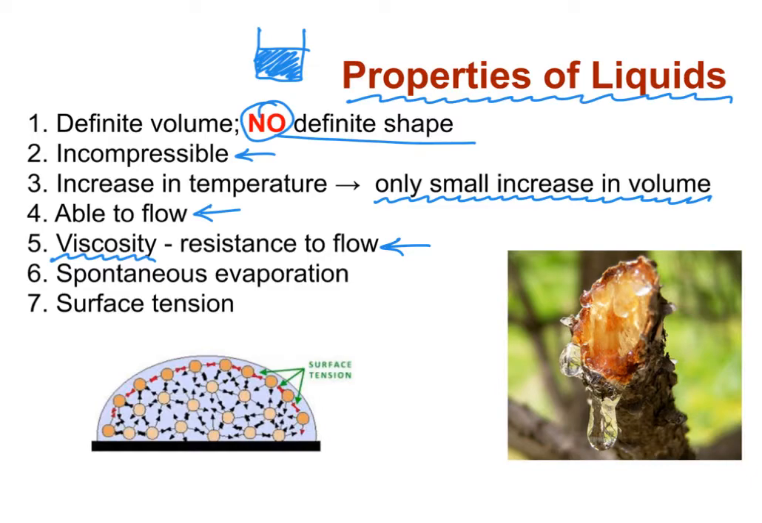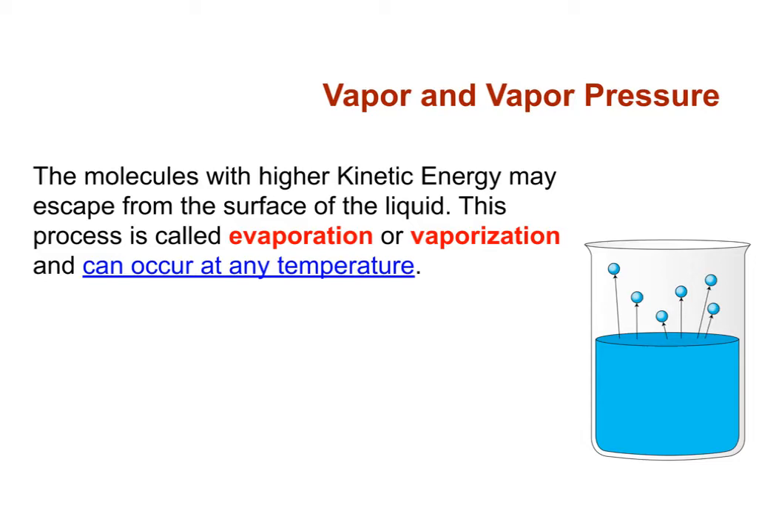Liquids can evaporate and they have surface tension. The tension of the surface layer of molecules in a liquid caused by the attraction of the particles in that surface layer. Evaporation is the process in which molecules from the surface of a liquid gain kinetic energy to overcome surface tension and escape the liquid. You might have noticed that if you leave a glass of water standing for a while, the level of water in the glass will decrease.